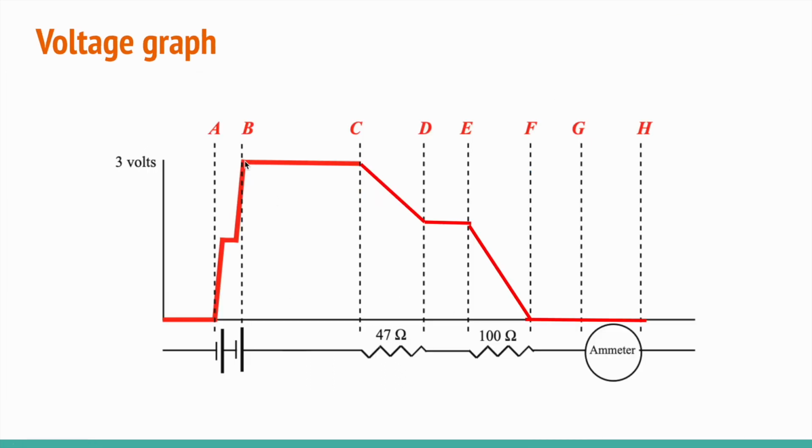We can see that it starts at 3 volts at B, stays there for C, drops when it goes across the resistor, and then stays the same from D to E because it's just wire, and then drops even more because there's more resistance across the second resistor. And then the rest is just wire.